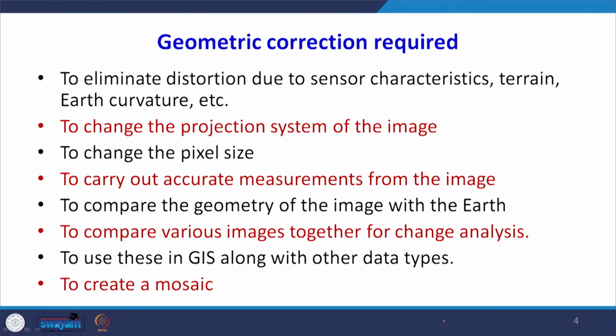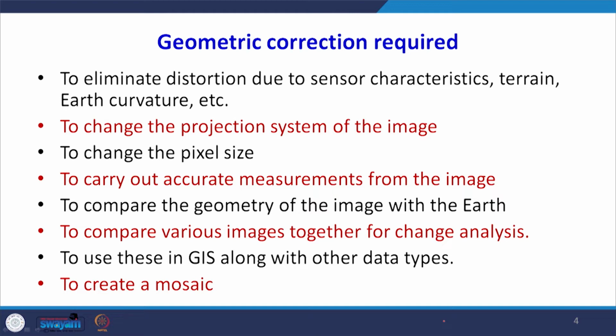Now, many times we have to use the results of our digital image analysis along with other data in GIS, Geographical Information System. You can use them together when there is a common scale, a common reference system, a common datum. This is a very important aspect. You cannot use the data in isolation along with the other if the geometry is different, if the coordinate system is different, if the datum is different.